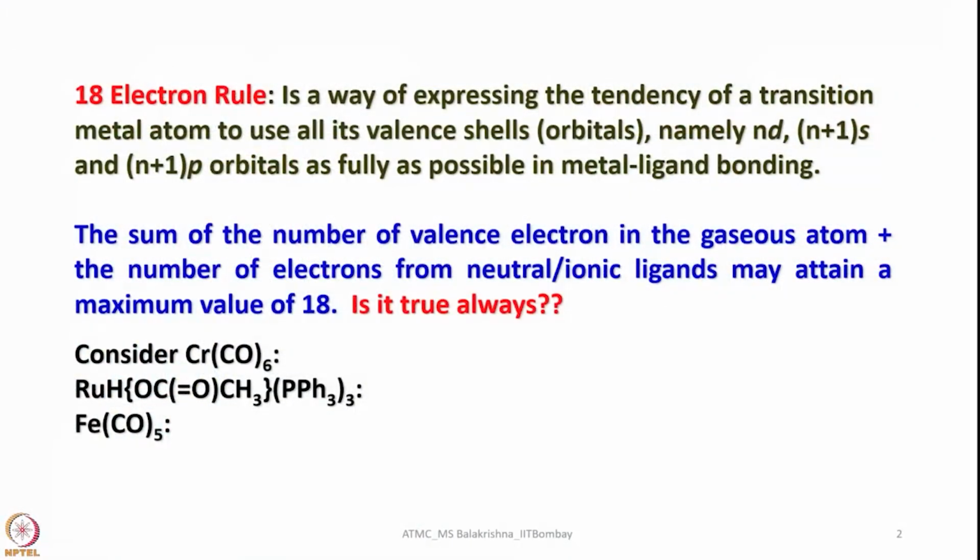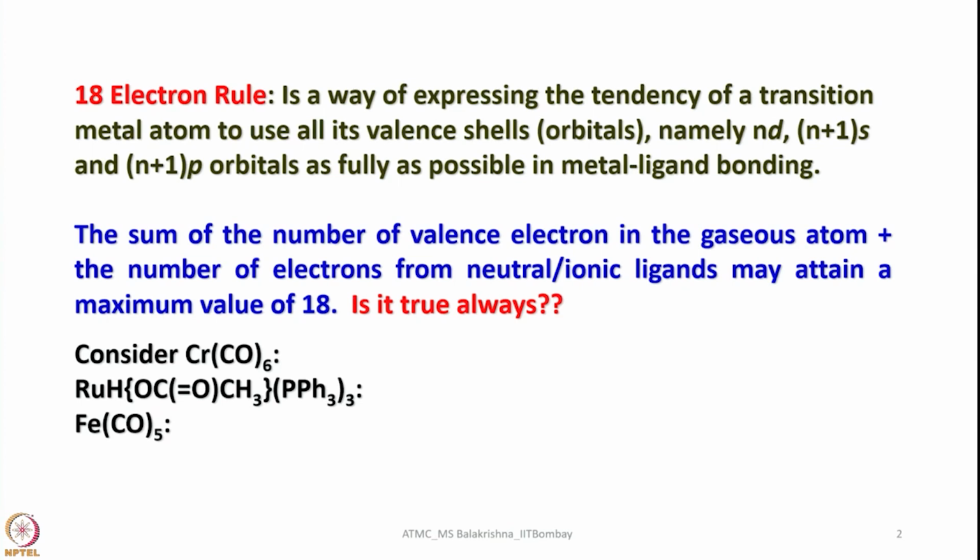In the same way, if you extend the octet rule to transition elements, instead of 4 orbitals with a capacity of 8 electrons, we have 9 orbitals with a capacity of 18 electrons. As a result, we call it the 18 electron rule. The sum of the number of valence electrons in the gaseous atom plus the number of electrons from neutral or ionic ligands may attain a maximum value of 18. Is it really true that the 18 electron rule must be obeyed by all transition elements? Before I answer that question, let us look into simple examples here.